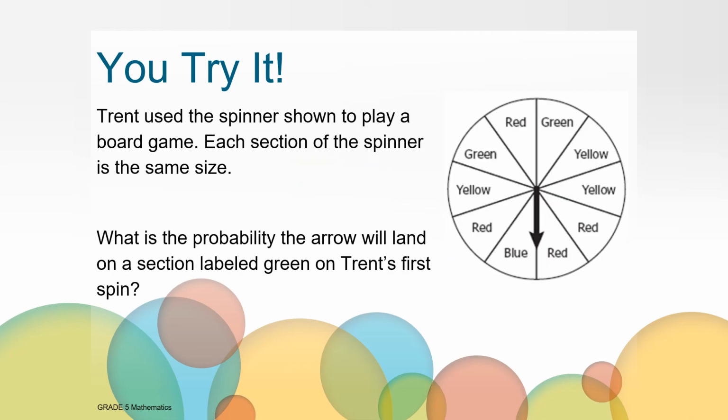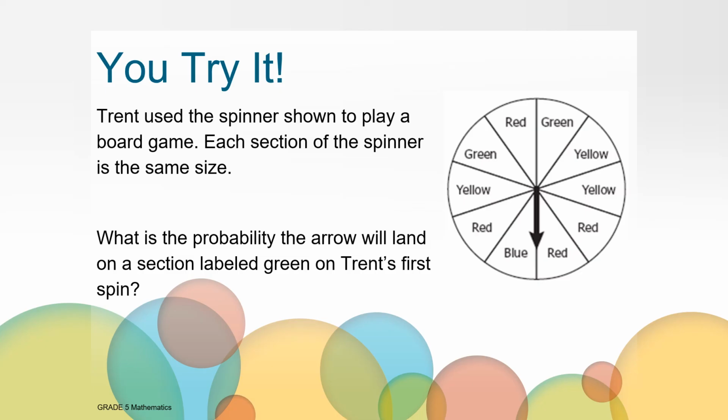Trent used the spinner shown to play a board game. Each section of the spinner is the same size. What is the probability the arrow will land on a section labeled green on Trent's first spin? Okay, so how many sections are there in all? That's right, there are 10 sections on this spinner.